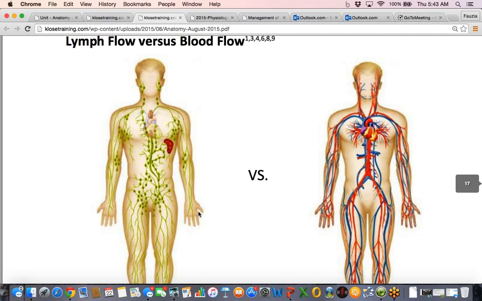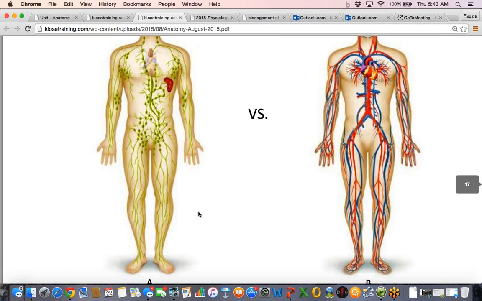So let's now talk about the difference between lymph flow and blood flow. You can see in this diagram, it looks very similar. The green is the lymphatic flow. The red and the blue is the blood flow. The red is the arteries, and the blue is the veins in the body. And they run similar to each other. They run through the whole body. But as you can see, the lymphatic flow is going through these lymph nodes.